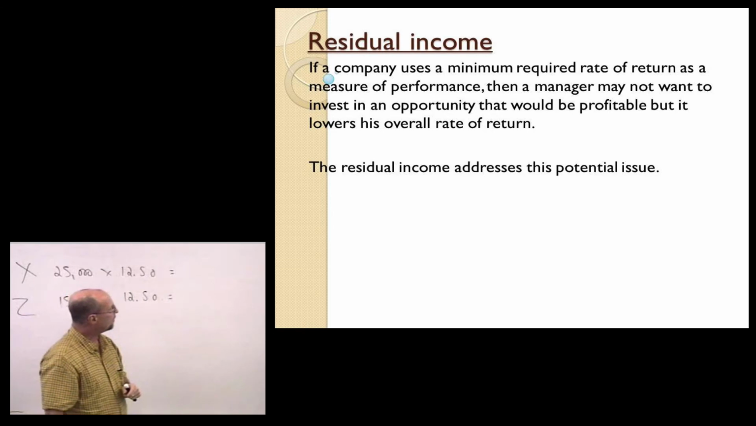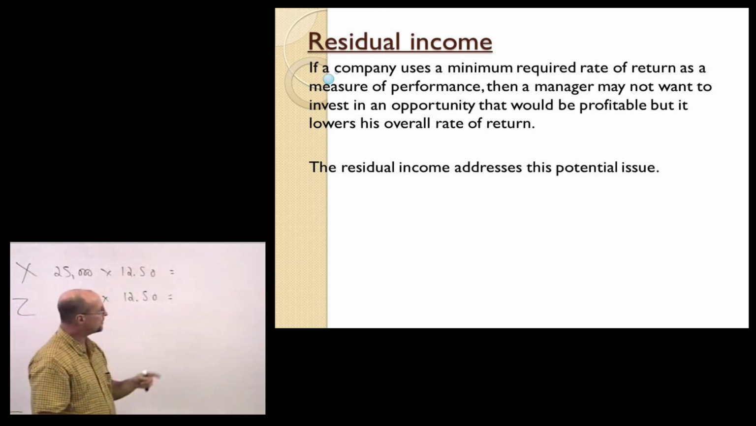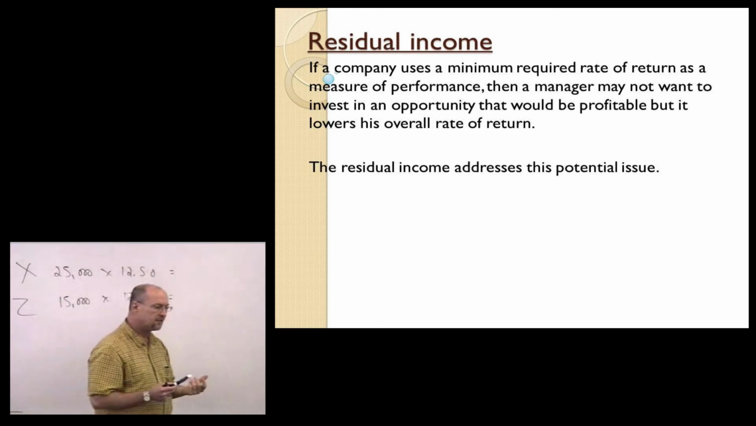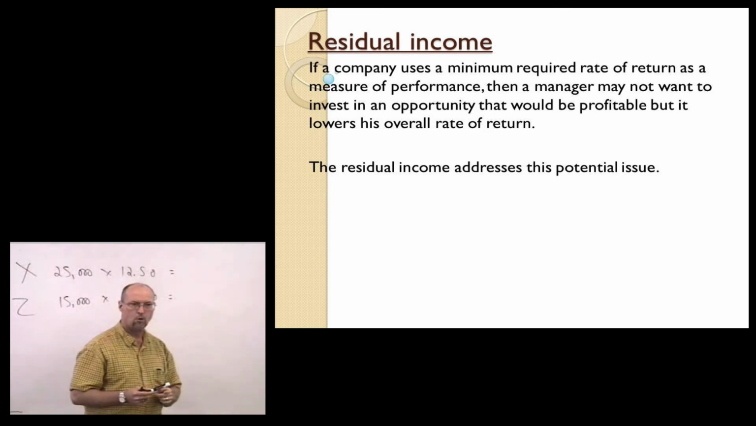All right, now, the second method we look at is called residual income. And let's read this slide here. I'm going to talk about this. If a company uses a minimum required rate of return, which is a percentage, the company may say overall we expect 12% as a minimum required return on an investment, or else don't invest.